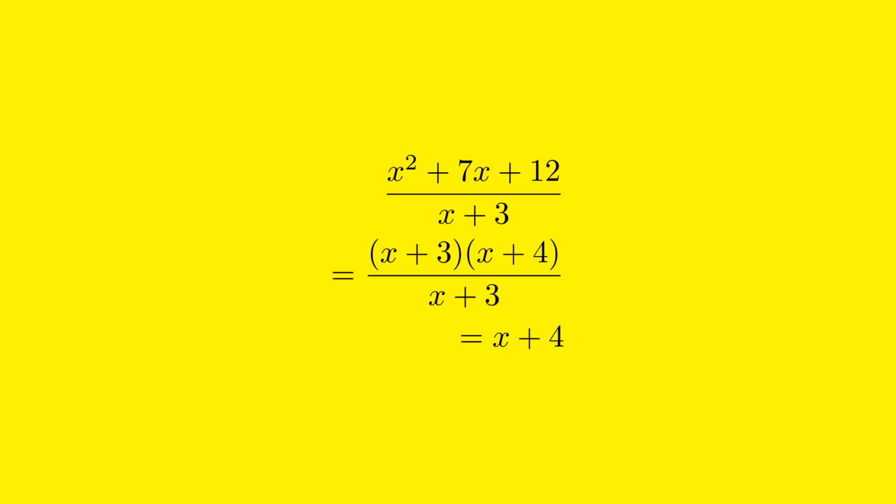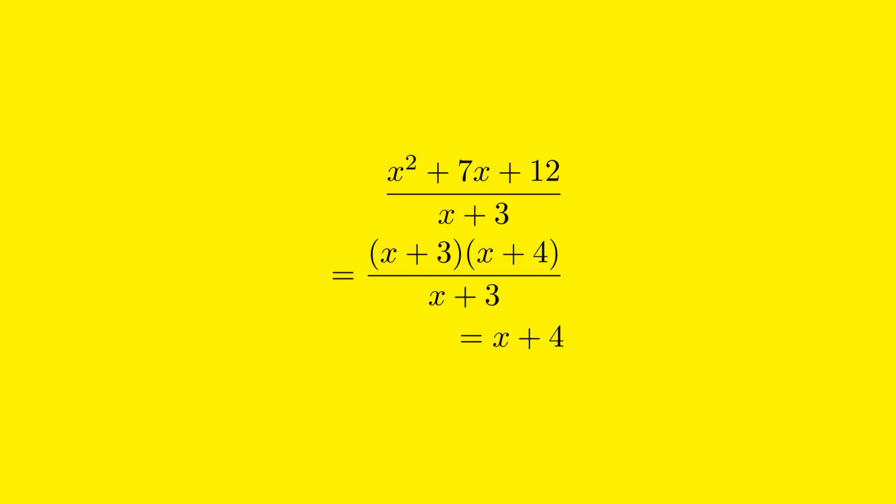In step 2, we notice that both the numerator and the denominator have a common factor of x plus 3. This means that we can cancel out the x plus 3 term in both the numerator and the denominator. By canceling the common factor, the expression simplifies to x plus 4.